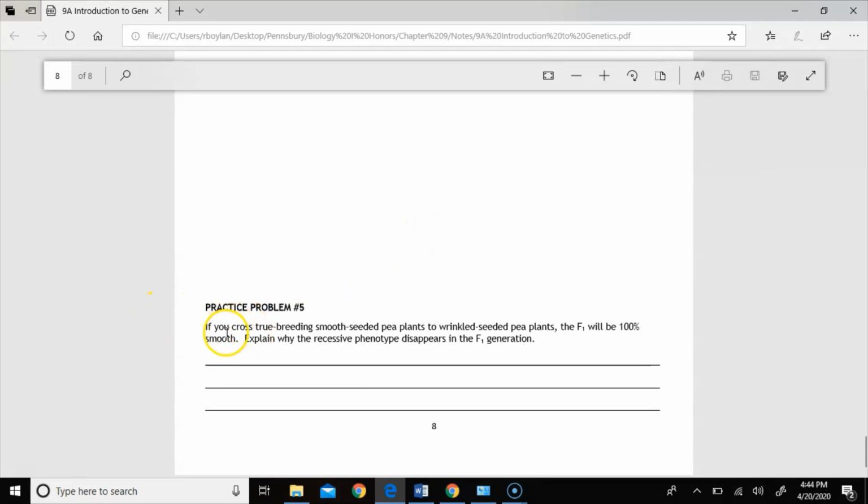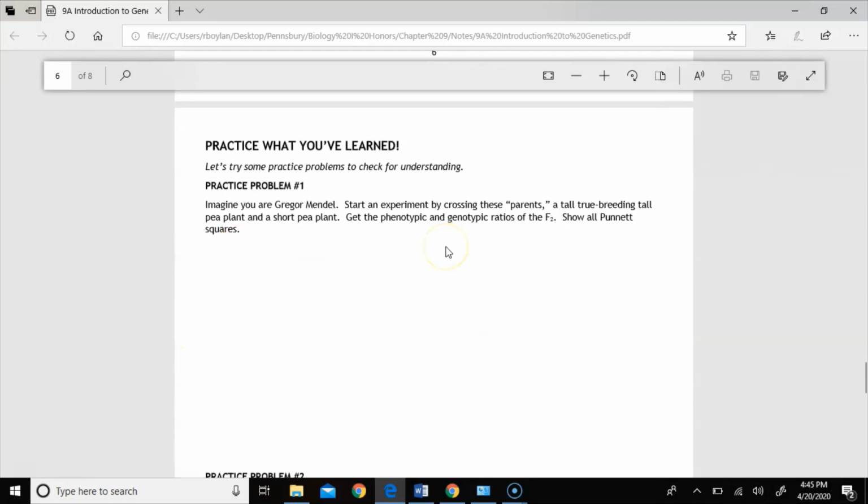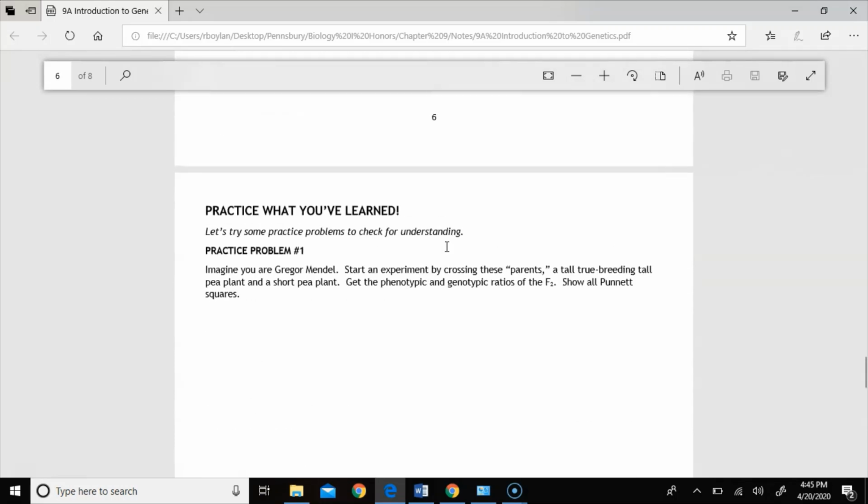So practice problem 5, if you cross true breeding smooth seeded pea plants to wrinkled seeded pea plants, the F1 will be 100% smooth. Explain why the recessive phenotype disappears in the F1. Okay, so hopefully that might make sense to you and try your best on that. Okay, so tomorrow I'm going to go over these problems with you, and I'll probably just give you maybe a couple more to work on because, again, genetics, you learn it slowly, methodically. You do your problems, and you don't want to move ahead too quickly until the ones that you're already doing make sense. Okay, so hopefully that was helpful.